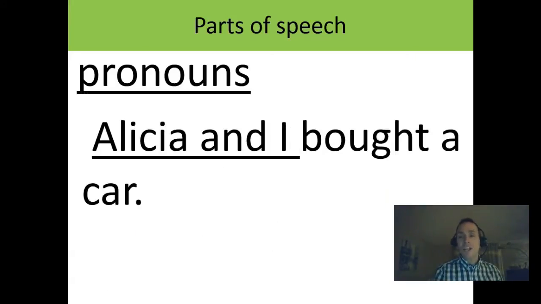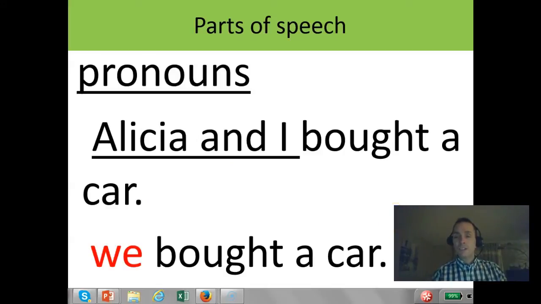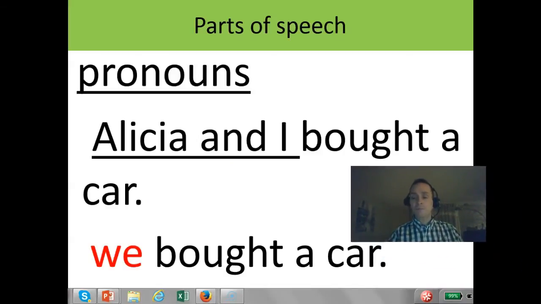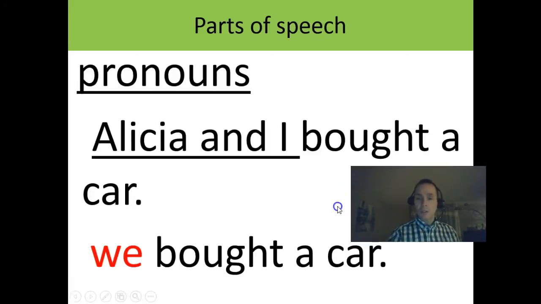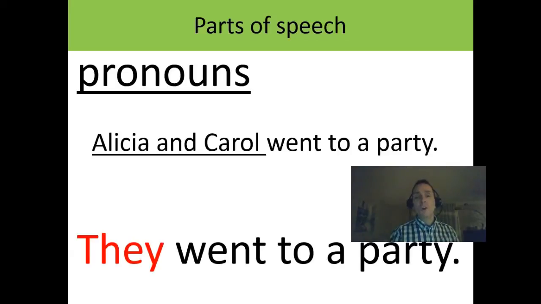Next, Alicia and I bought a car. Now, if you are talking about yourself and one or more other people, you might say the names, or you might just say we. We might just say we bought a car. Or if you are talking about two or more other people, you can say Alicia and Carol went to a party, or you can say they went to a party.